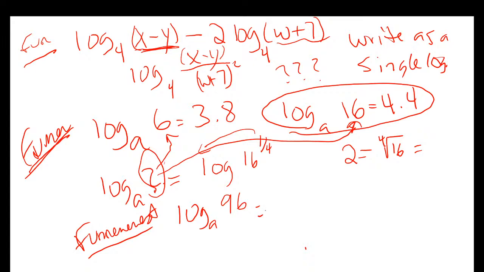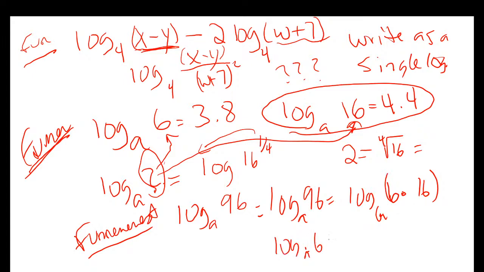You recognize that log 96 is equal to log 16 plus log 6, since 96 equals 6 times 16. That's 4.4 plus 3.8. And then you add those together. 3.8 and 4.4 is 8.2.